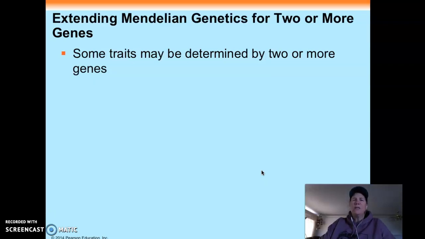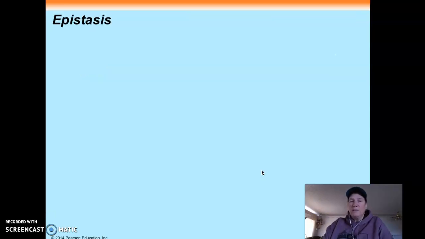All right, so some traits can be determined by 2 or more genes. It's not just one. Now we talked about blood type, it was A, B, and O. Now, when I say 2 or more genes, maybe we have 2 characteristics that determine, like I said, tallness. There might be 4 characteristics that determine you're tall. Maybe you get 3 tall and 1 short so that you're in between somewhere, something like that.